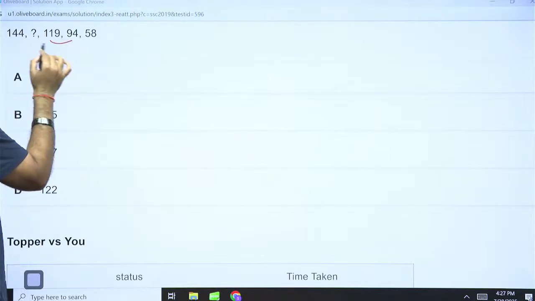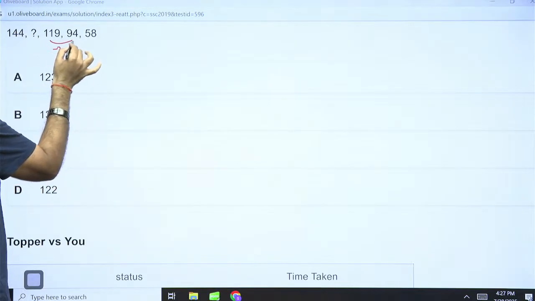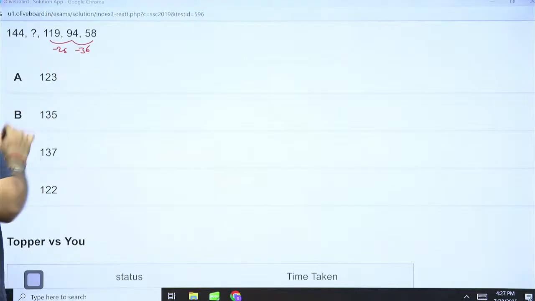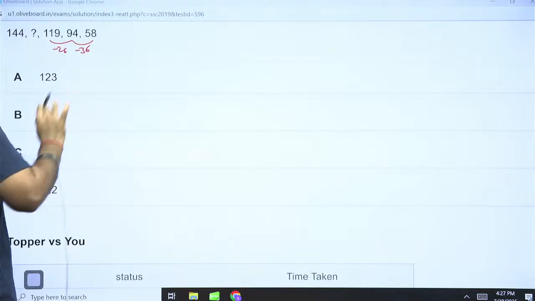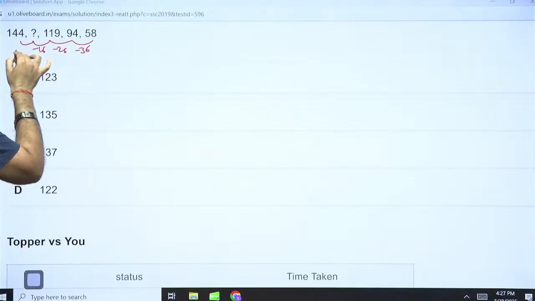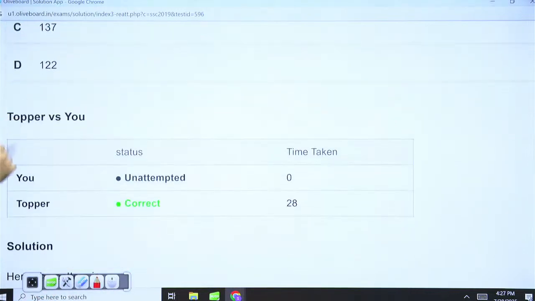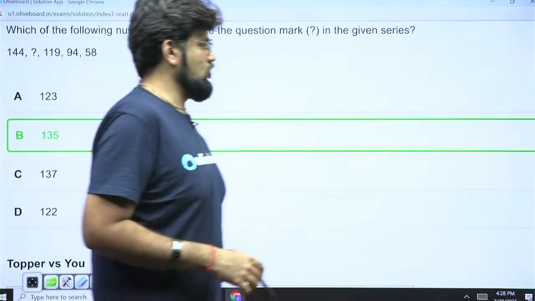If you take the difference here, this is 25 and this is 36. So this is 5 square, this is 6 square, so this has to be 4 square, this has to be 3 square. So 144 minus 9 is 135. Option B is the right answer. 28 seconds. Good, not bad, very good.